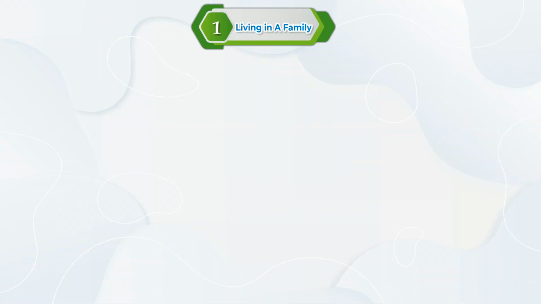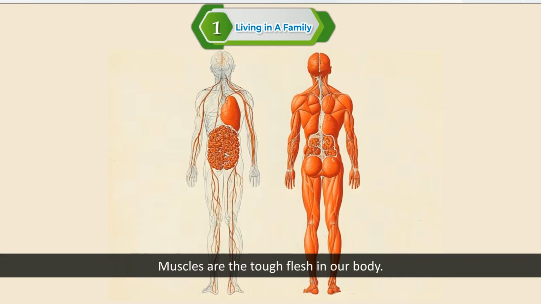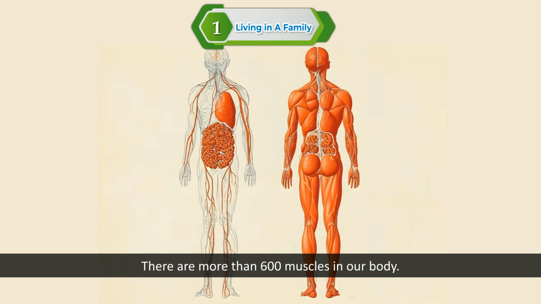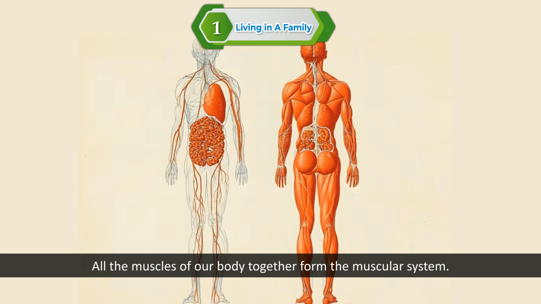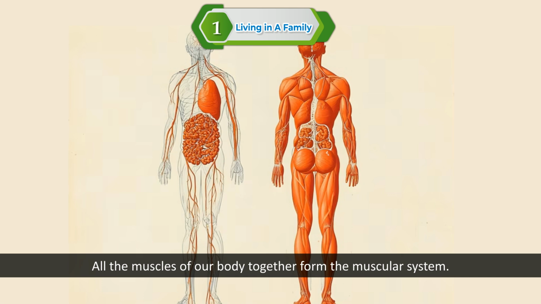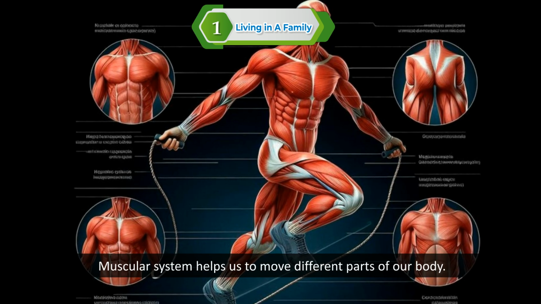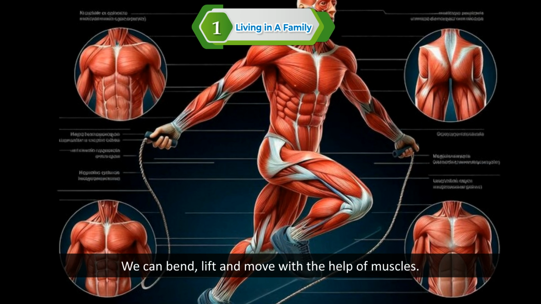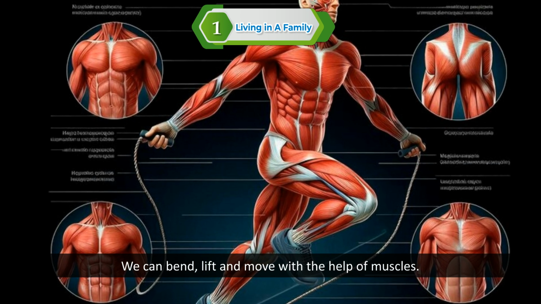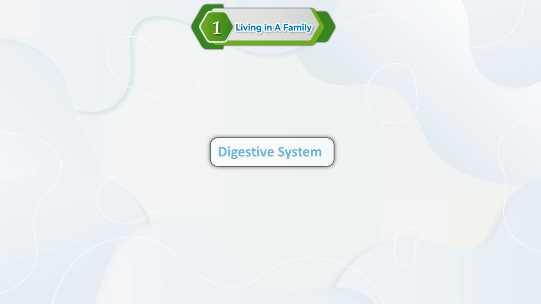Muscular system. Muscles are the tough flesh in our body. There are more than 600 muscles in our body. All the muscles of our body together form the muscular system. The muscular system helps us to move different parts of our body. We can bend, lift, and move with the help of muscles.